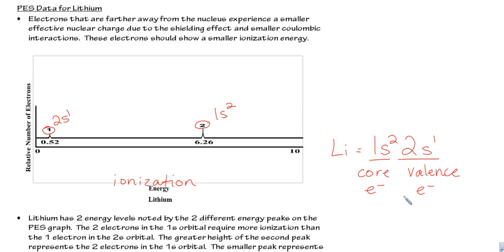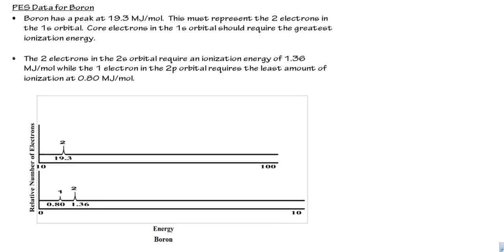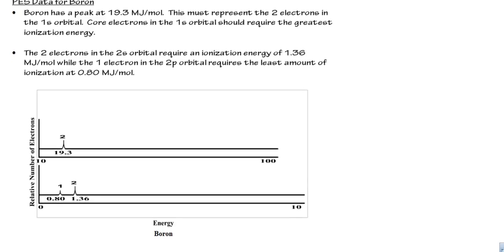Oh, see, PES isn't so bad. It's kind of fun. So let's keep moving. Let's look at boron. All right, here's boron. How do I know it's boron? Because there are 5 electrons listed. There's 1, 2, 3, 4, 5.